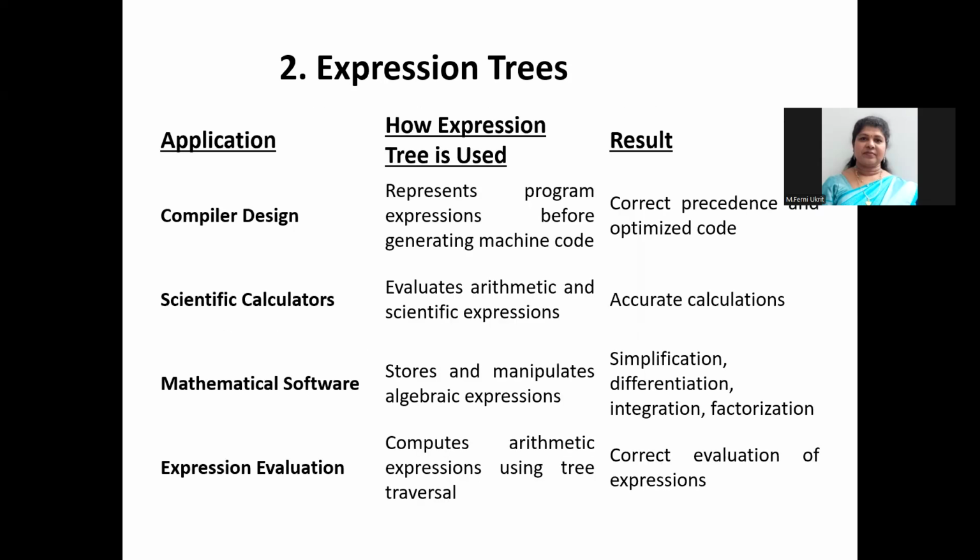So first, when you take compiler design, normally a compiler will convert a high level programming language into machine code. So what happens is, it will first convert the arithmetic expressions into an expression tree, and then the compiler will check for operator precedence, and then it will optimize the expression. So in this, a tree is used.